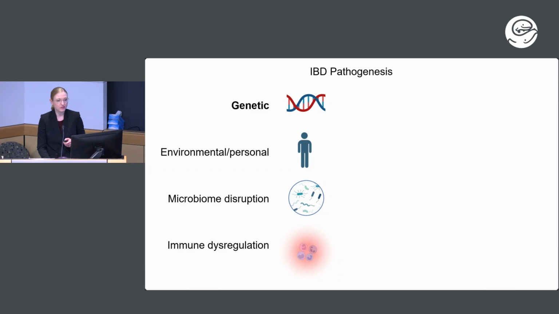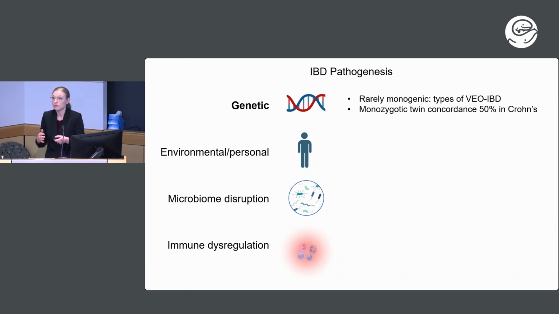Honing in on genetic factors specifically, IBD is rarely monogenic, meaning that there's one gene involved that's the full explanation for it, except in certain types of very early onset inflammatory bowel disease, like FOXP3 deficiency or XIAP. And when we look at twin studies, the monozygotic twin concordance rate for Crohn's disease is about 50%. So if one identical twin has Crohn's, the other identical twin has about a 50% chance of also developing Crohn's. And those numbers are even less for ulcerative colitis. So there's definitely more at play than just genetics here.